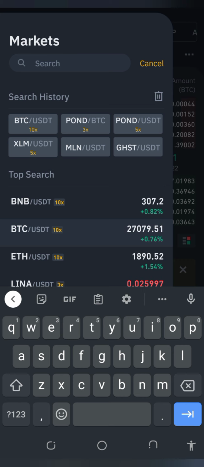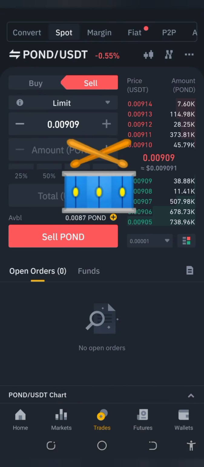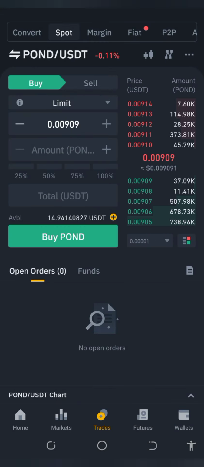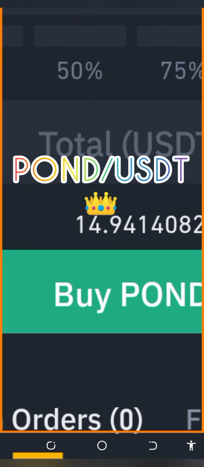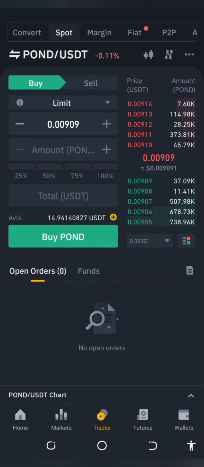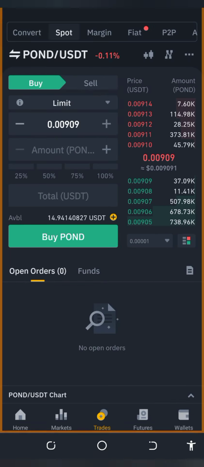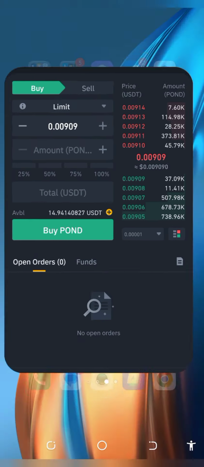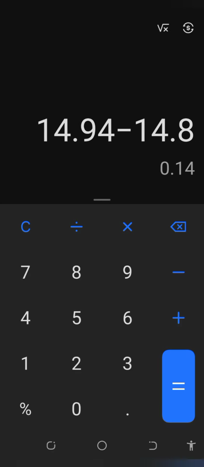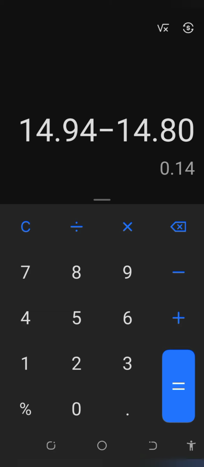The winner is, drum rolls please. The winner is Pond USDT. That's the winner. It gave us how much? Let's go check how much it gave us. This is what? 14.94. Okay, so let me go and see what that is. 14.94 minus 14.80. So it gave us 14 cents, which is 1%.